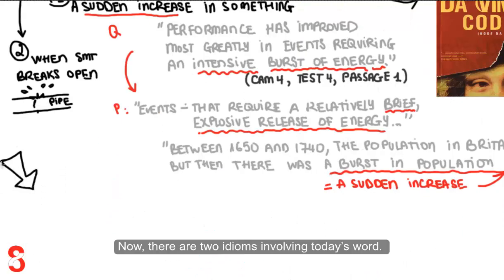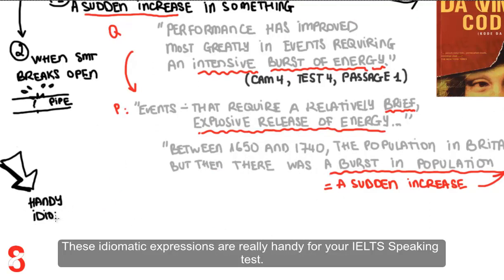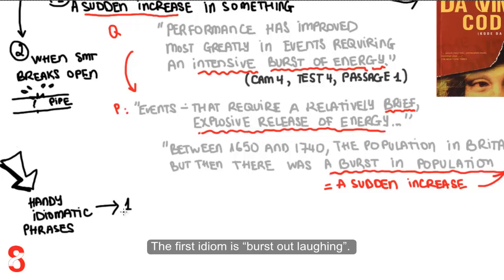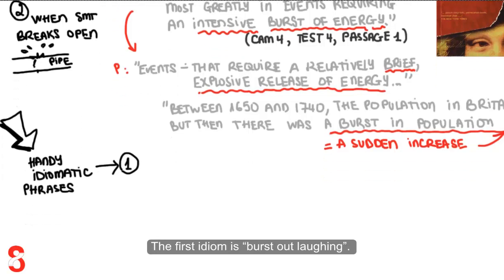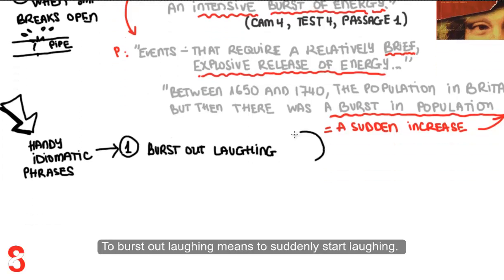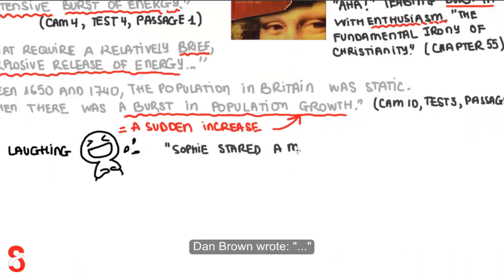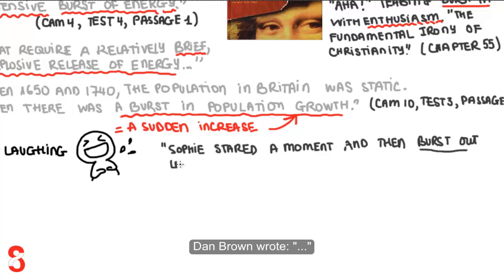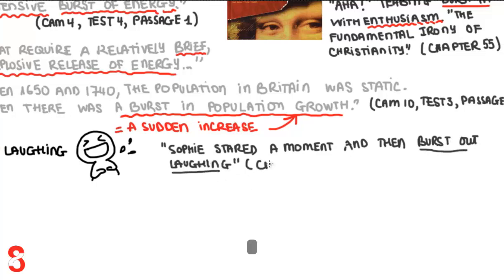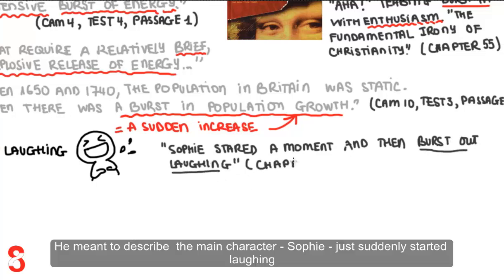Now there are two idioms involving today's word. These idiomatic expressions are really handy for your IELTS speaking test. The first idiom is burst out laughing. To burst out laughing means to suddenly start laughing. Dan Brown wrote, Sophie started for a moment and then burst out laughing. He meant to describe the main character, Sophie, just suddenly started laughing.